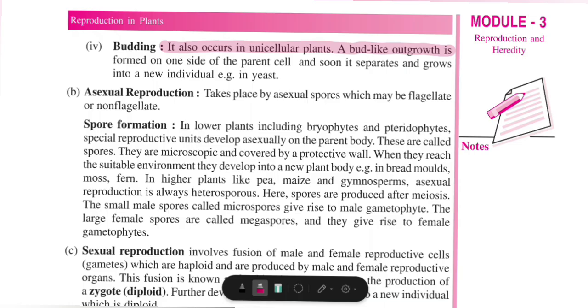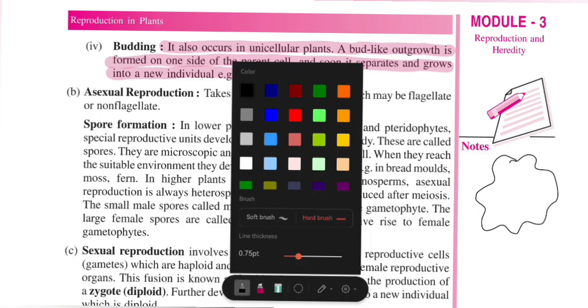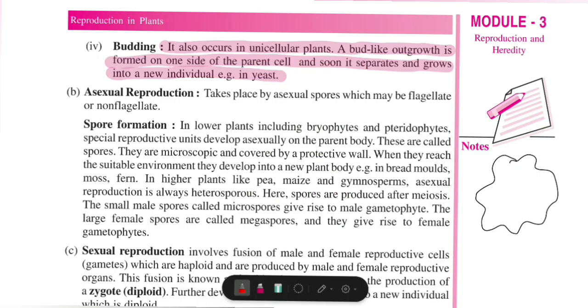A bud-like outgrowth is formed on one side of the parent cell, and it soon separates and grows into a new individual. Example in yeast. So what is budding? Budding is basically a process in which a bud-like structure forms. For example, I have here a bacteria or yeast or anything. In this cell, on one side of the parent cell, a small bud-like outgrowth is grown.